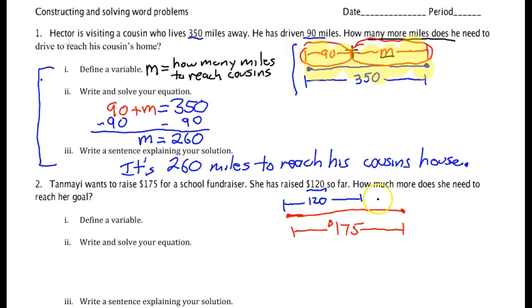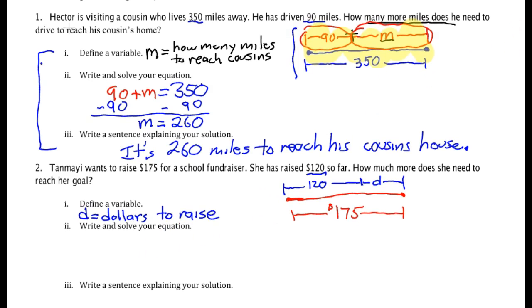And we're trying to figure out how much more, and since we're raising how much more money, I'm going to say D for dollars. You can use any variable, but I'm going to say 120 plus how many more dollars will be 175. So my D is dollars to raise.